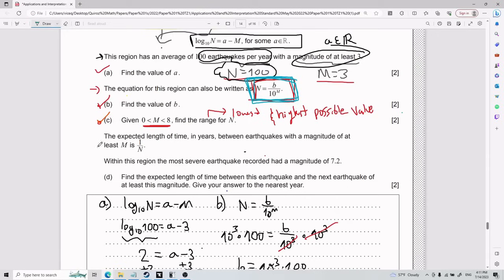All right, and now for part D, they tell us that the expected length of time in years between earthquakes with a magnitude of at least m is 1 over n. Within this region, the most severe earthquake recorded had a magnitude of 7.2. For part D, we need to find the expected length of time between this earthquake and the next earthquake of at least this magnitude. Give your answer to the nearest year.